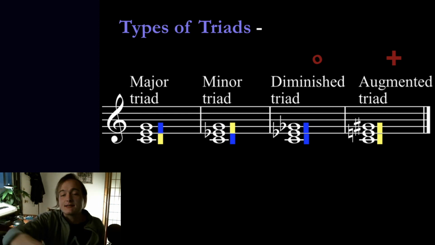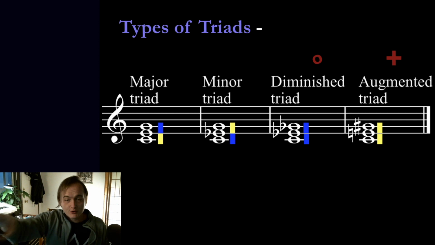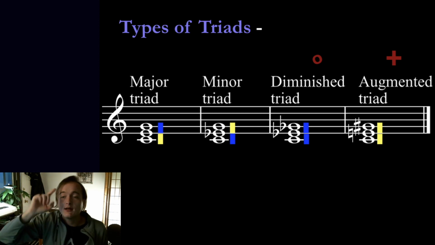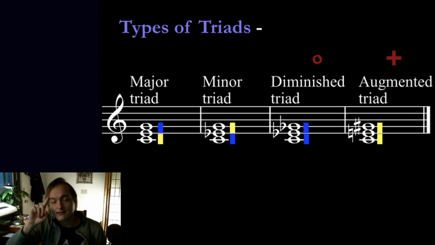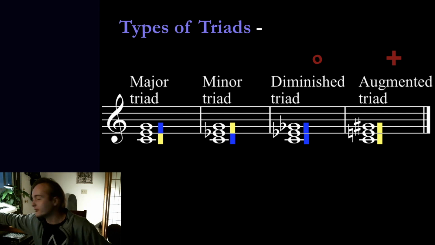And we're going to use these symbols you can see here up in red. Diminished triad will be notated with a little circle, and the augmented triad will be notated with a plus. So we'll see that. Here are all four in order. Actually, I'll go back to major here, and then to augmented.